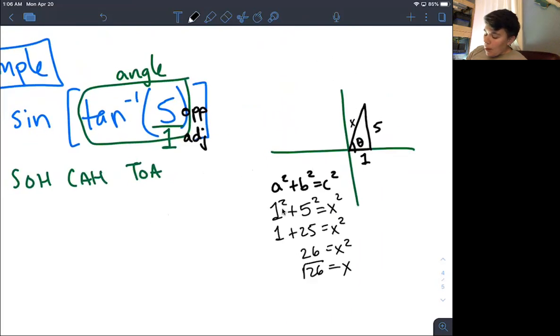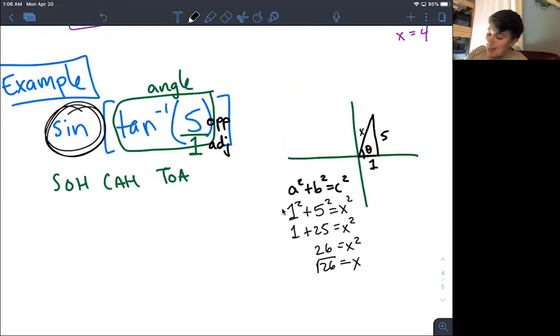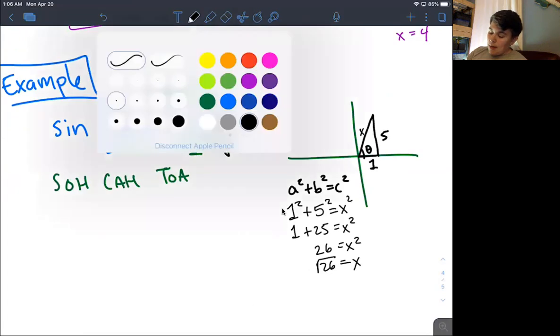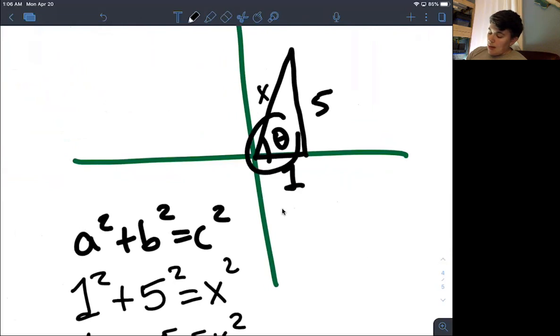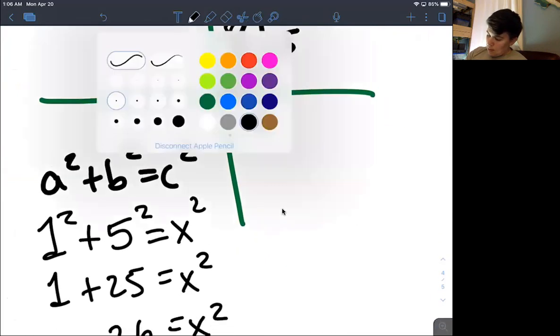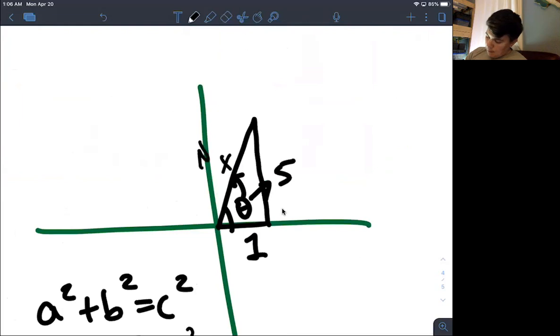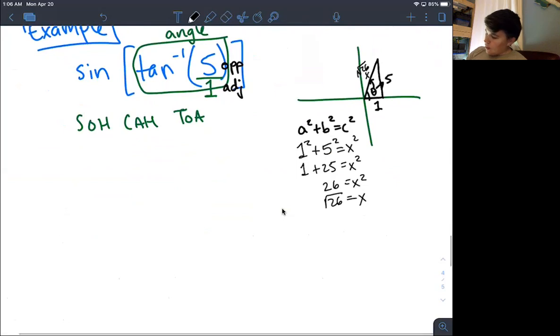Just leave it positive. Okay, so now we're looking for the sine of this angle theta right here. So we want the sine. Sine, I know, is opposite over hypotenuse. So the opposite side, here's my theta right here. The opposite side of theta is 5. The hypotenuse is, what was the hypotenuse? Square root of 26. So that means opposite over hypotenuse is going to be 5 over root 26.